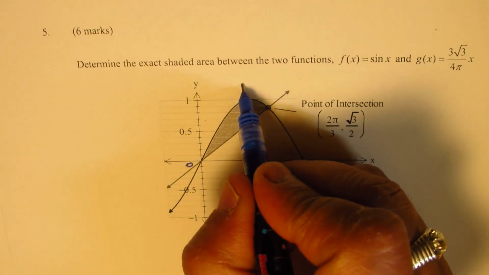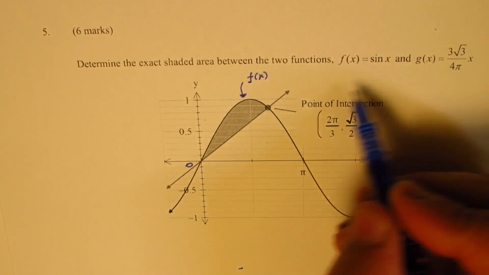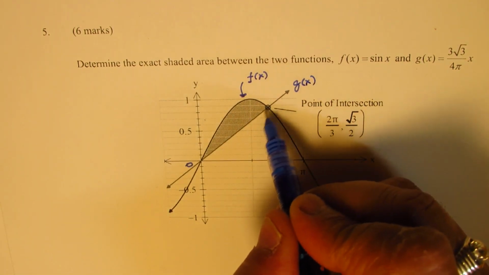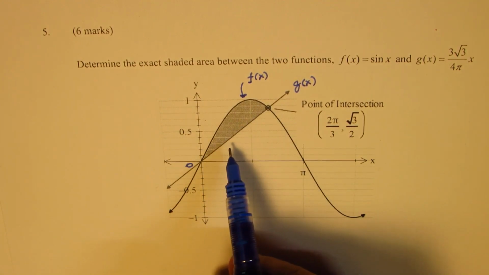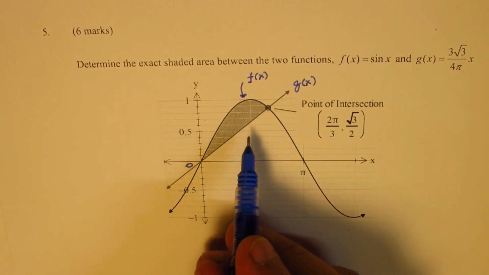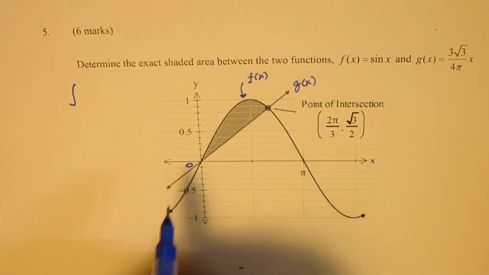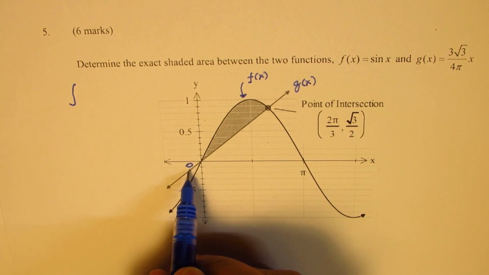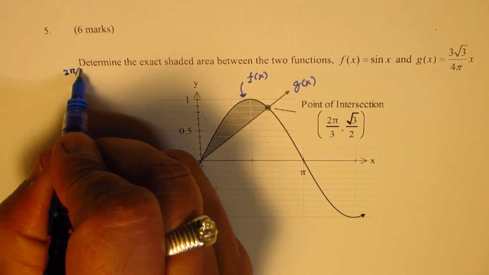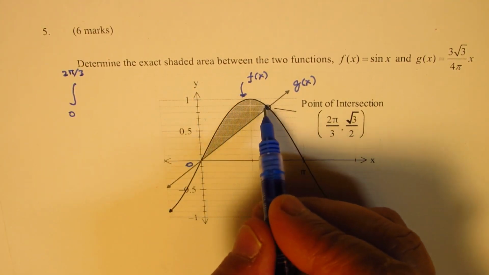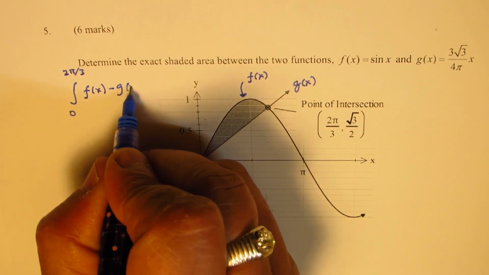So clearly the sine curve is the curve which is on the top. So we'll write this as f of x, and the straight line is g of x, correct? And those are the points of intersection. So when we want to find the area under the curve, we can calculate the definite integral, correct? So basically, we would like to find the area as the value of the integral from 0 to this point, which is 2 pi by 3. Now, since the function f of x is above g of x, we could write this as f of x minus g of x, correct?